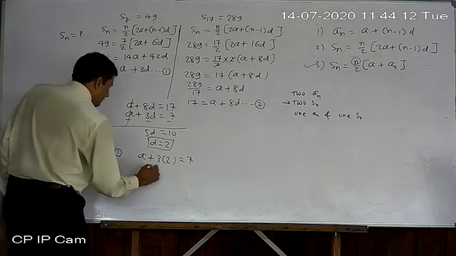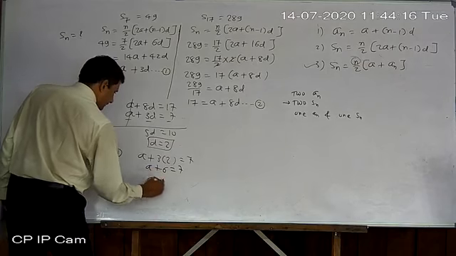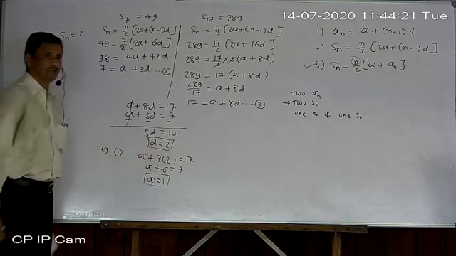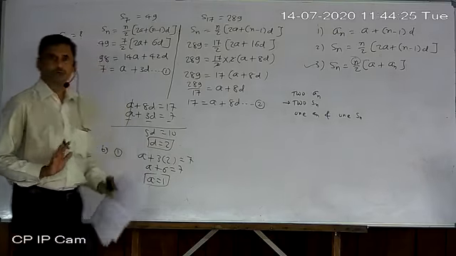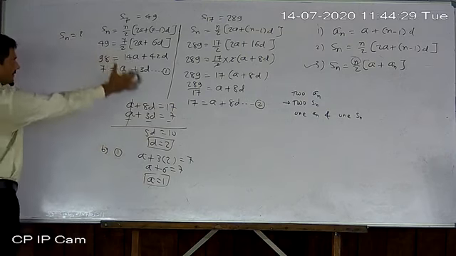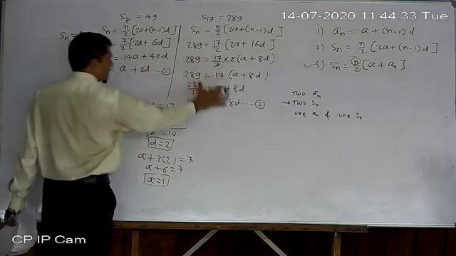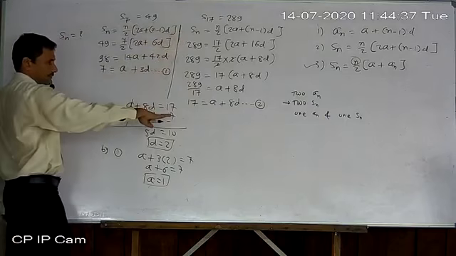So a plus 6 equal to 7, so a equal to 7 minus 6, 1. So we got d and a both, means we got everything. Okay. Now we can find Sn. But here again look carefully how I got 2 equations.